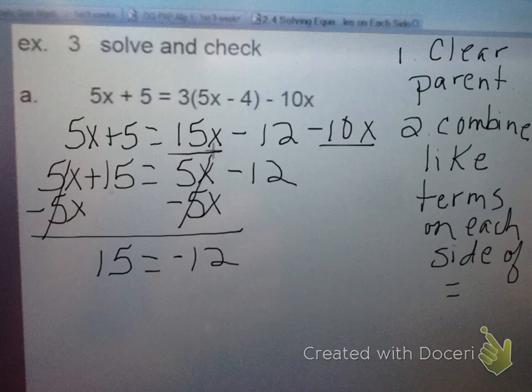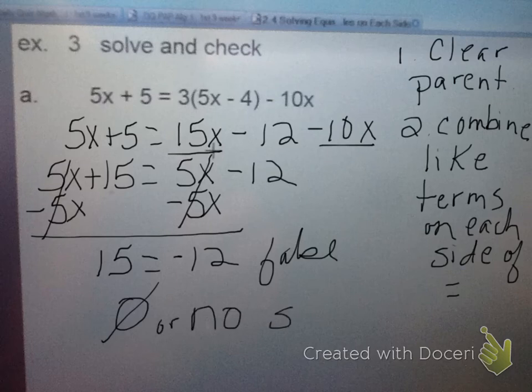Is that a true or a false statement? We talked a little bit about this in chapter 1. This is a false statement. When your variables go away, you look at what's left over. If it is a false statement, the answer is no solution, which is a 0 with a slash through it, or you can write no solution.